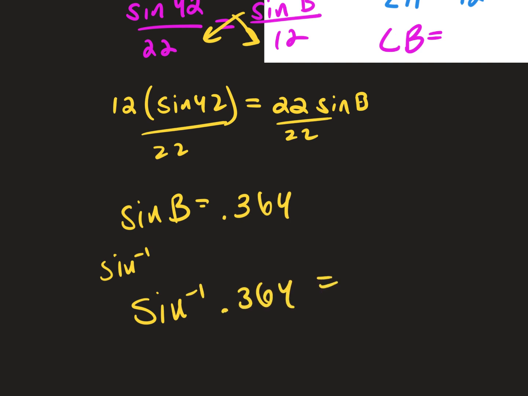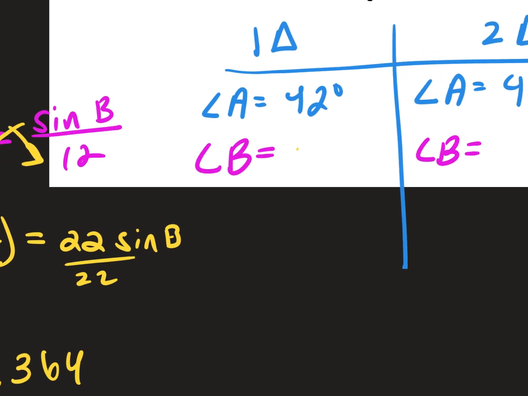And what do you get as a value? How big is this angle? 21.4. Okay. So angle B here is 21.4 degrees. Okay, fair enough. Let's go ahead and solve the rest of this triangle for our angles. If I know two angles, how do I find the third?